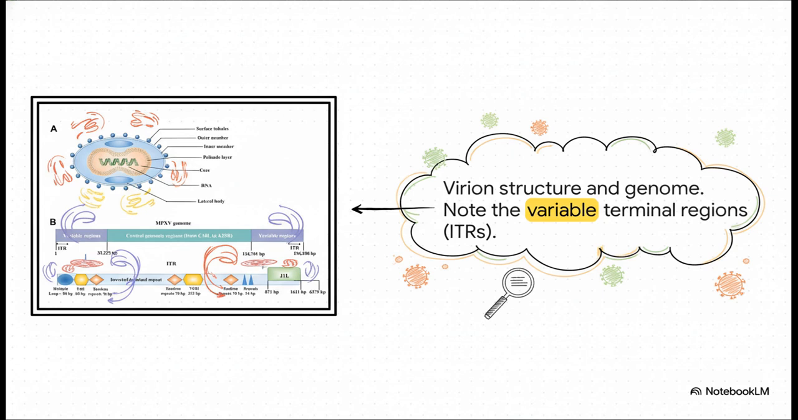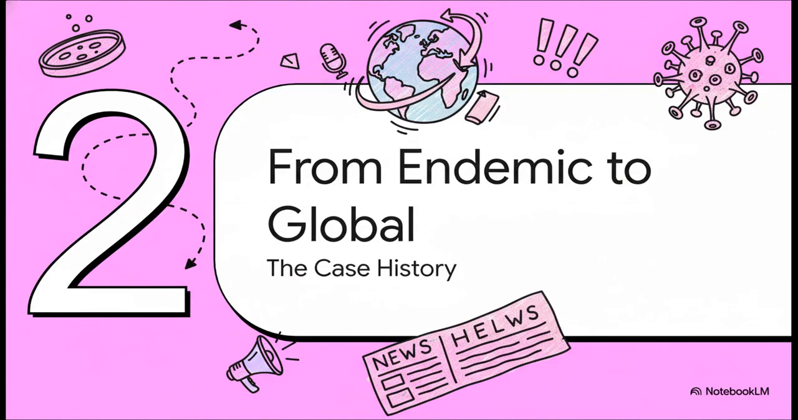Now, the central region is conserved. It holds all those essential housekeeping genes for replication. But the real action, the interesting stuff, is happening in the variable terminal regions. That's where you find the inverted terminal repeats, or ITRs. These are critical for kicking off replication, and they're just packed with genes that help the virus dodge the host's immune system.